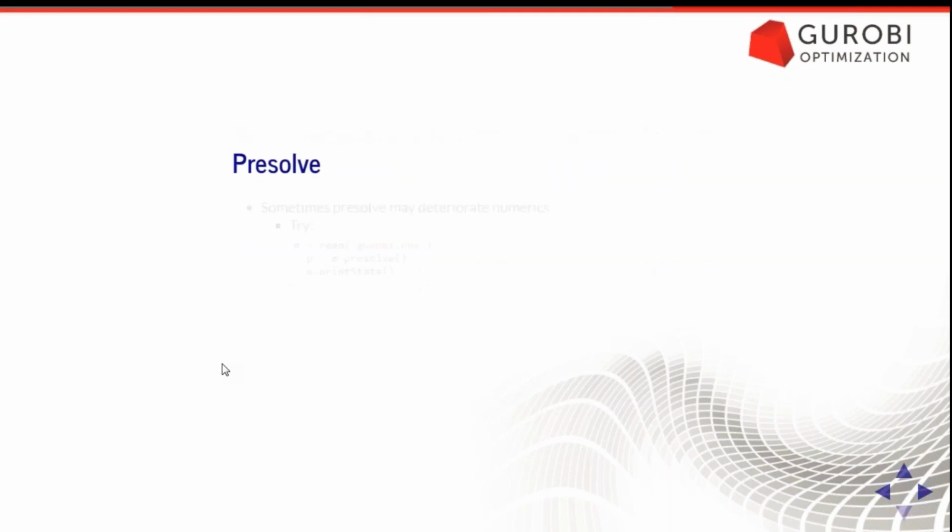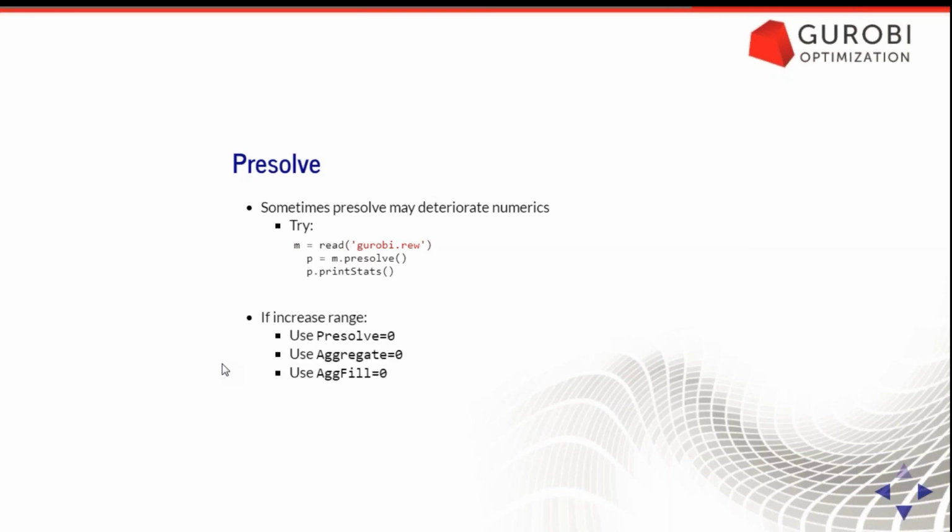Presolve can sometimes introduce some issues. One way to look at it is you read your problem, you now load the presolved version, and you can print the stats of this presolved model. If that stat shows that now your coefficients are looking really strange, then maybe presolve is the culprit, which doesn't happen that often, but it may. If that's the case, you can try turning it off altogether with Presolve equals 0. Or you can say, okay, aggregation shouldn't be used.